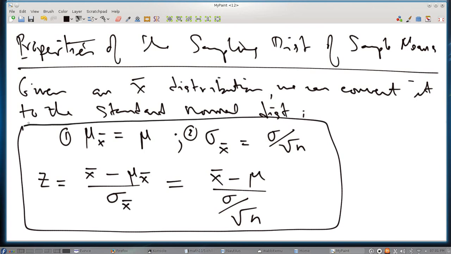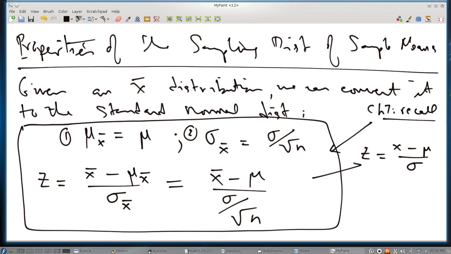I'm going to make a note here from chapter 7. Recall from chapter 7, we also looked at computing the normal curve, right? That's where we started our study with the normal curve, that we had a z-score that has a calculation like this: x minus mu divided by the standard deviation of the population. Now let's compare these two right here.